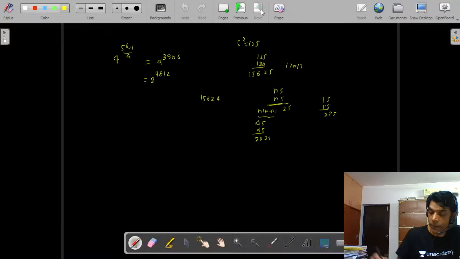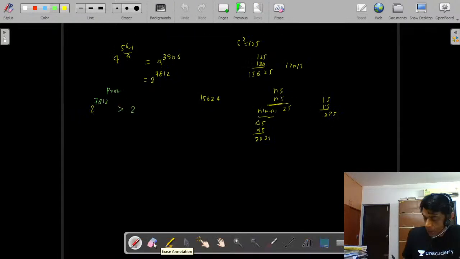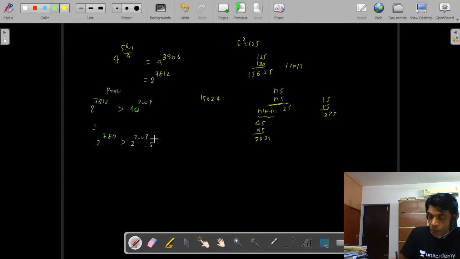So we have to prove, for the last one, that 2 to the 7812 exceeds 10 to the 2009. One approach favored is that we can have many such approaches, but maybe we can use powers of 2 and 5. So this is equivalent to proving that 2 to the 7812 exceeds 2 to the 2009 times 5 to the 2009.